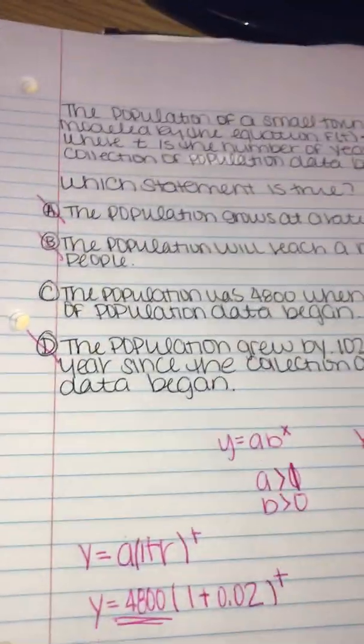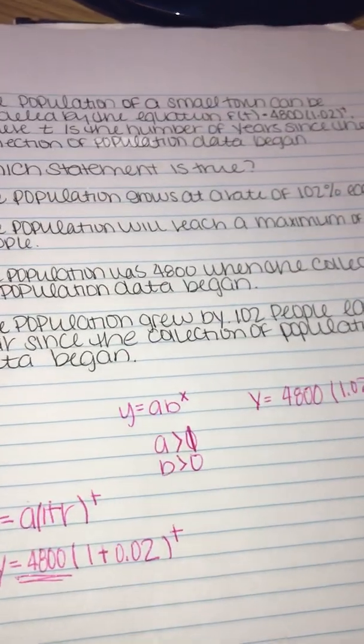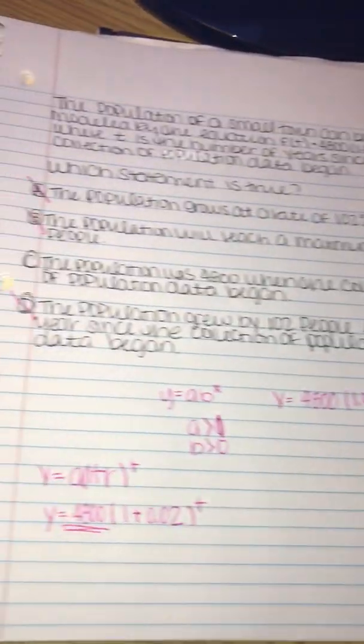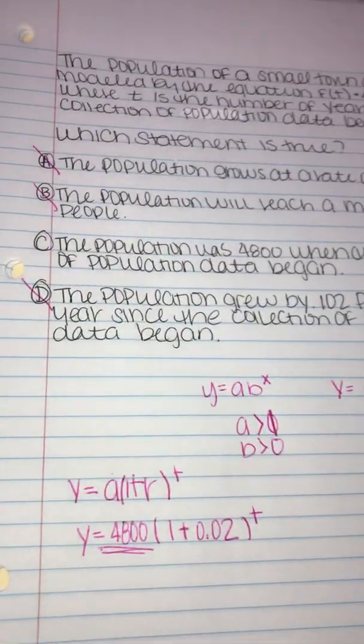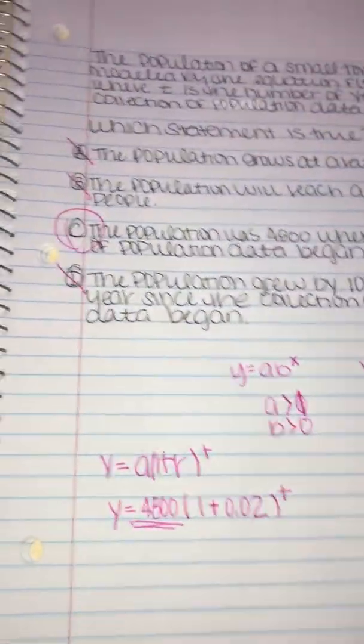And C is our correct answer because it says the population was 4,800 when the collection of population data began. We know that is true because 4,800 was our initial amount. So C is our answer.